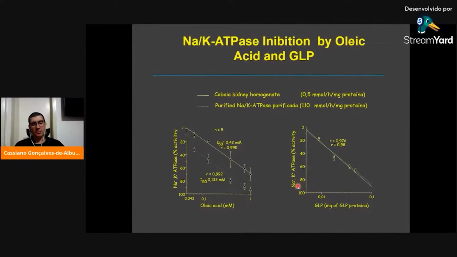The next step was to measure sodium-potassium ATPase inhibition by oleic acid and GLP. As you can see here, oleic acid inhibition is more pronounced in purified enzyme, while GLP has a more selective inhibition because its inhibition is the same in purified and crude enzyme. Interestingly, by adding albumin, the inhibition is completely reversed.